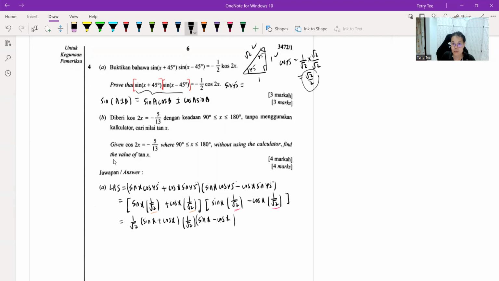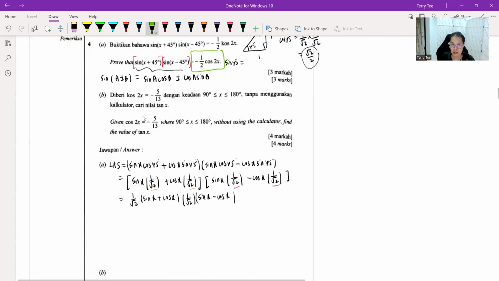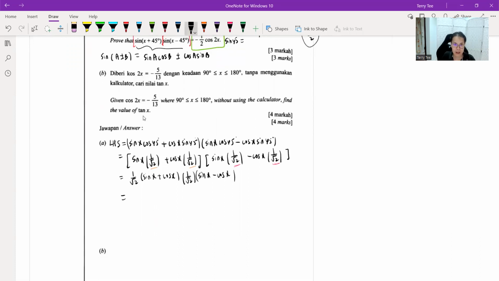Now, look at your right-hand side. I'm supposed to get a negative half cos 2x. Now, number one, I think we can take these two and multiply together. You square it. This is sine X plus cos X, sine X minus cos X. Now, remember, when you expand a plus b and a minus b, you get a squared minus b squared. And when you have 1 over root 2 and you square it, you just get 1 over 2. So this is your sine square x minus your cos square x.